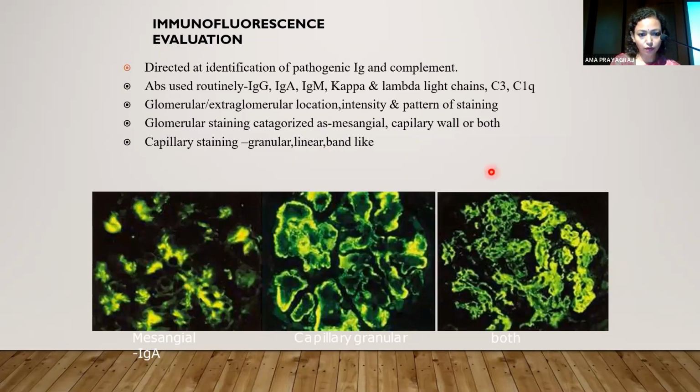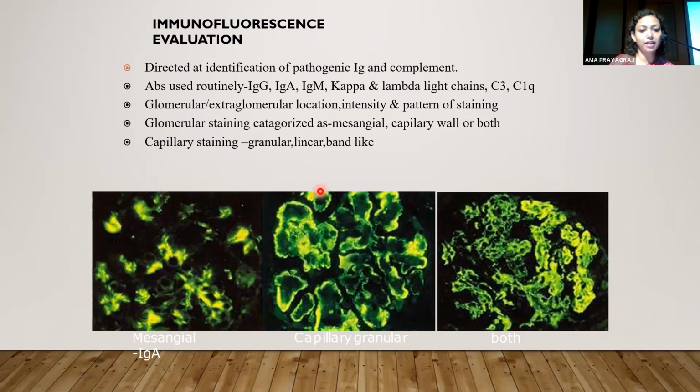So these are the fluorescent images that we get. They are directed at identification of the pathogenic immunoglobulin and the complements. The antibodies that we are using are anti-IgG, anti-IgA, IgM, C3, C1q, and kappa and lambda light chains. And the diagnosis largely depends on the location of these antibodies, whether it is in the mesangium. If it is predominantly mesangium, predominantly IgA, the diagnosis changes, it becomes IgA nephropathy.